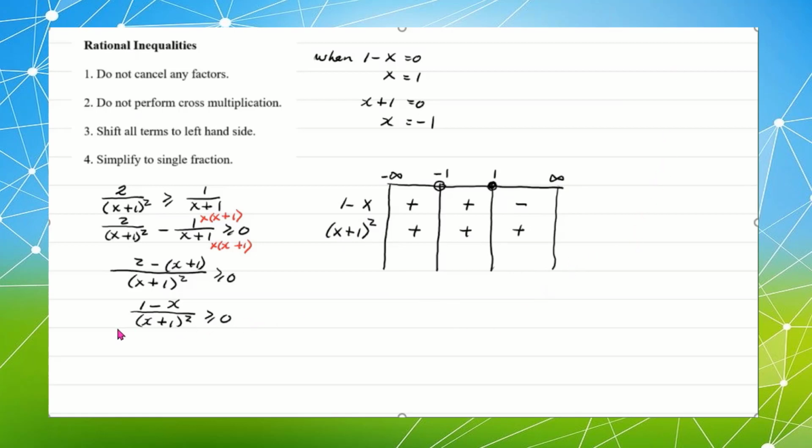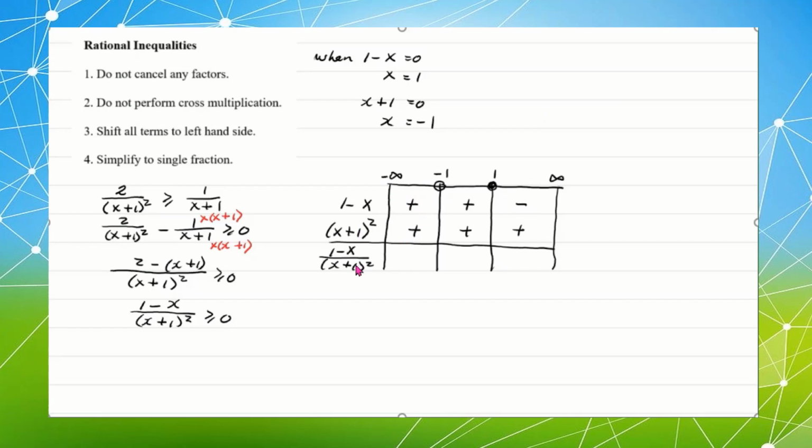Now after testing all the factors, we combine the results in order to get the fraction. We want to get 1 minus x divided by x plus 1 to the power 2.